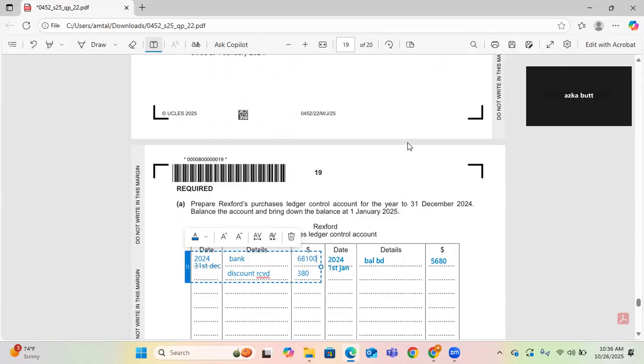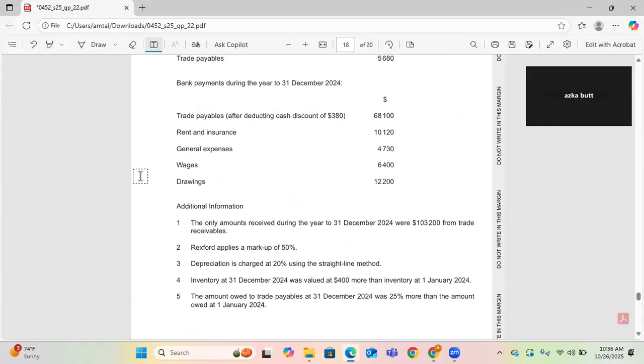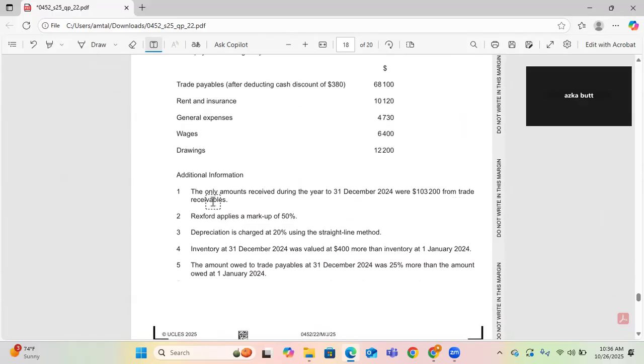Okay, so this is payment. Done with this. After that we have rent and insurance, not relevant. General expenses not relevant. Wages not relevant. Wines not relevant. Let's see additional information. The only amounts received during the year to 31st December.